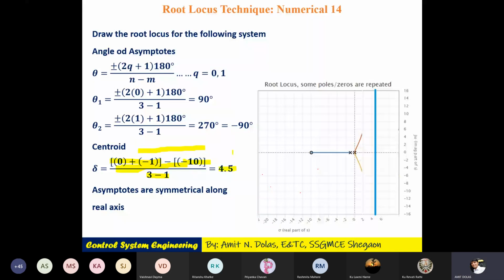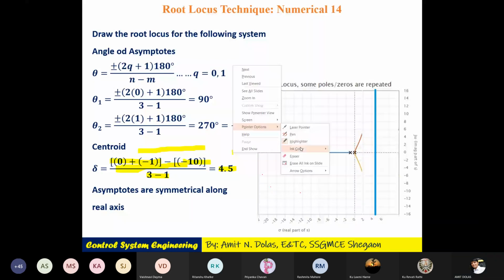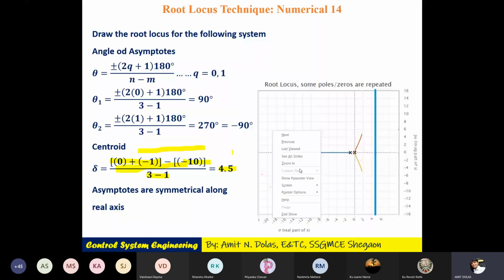4.5 positive means your centroid is in the unstable region. It is here, at 4.5. We have to plot it if the problem statement is like that. So this is the asymptote, and this is the intersection with the real axis, which is nothing but the centroid. Okay, I shall move forward.